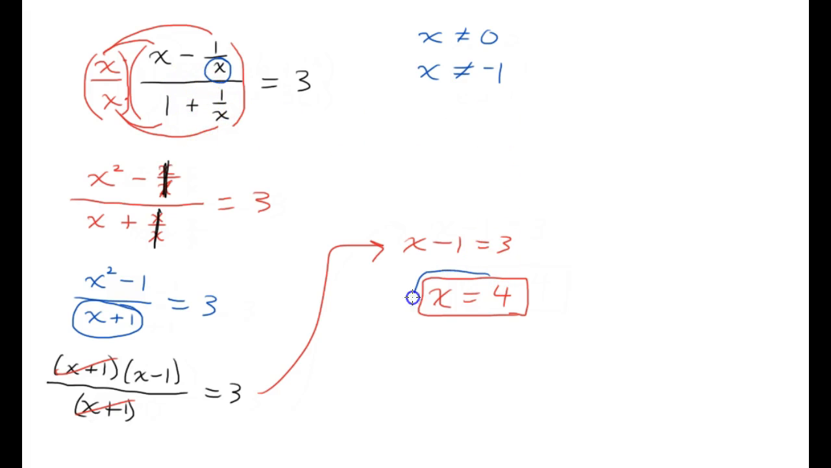But our solution is neither of those exclusions, so we can keep it. So the answer, the solution, is x equals 4.